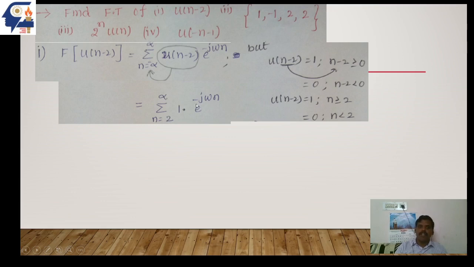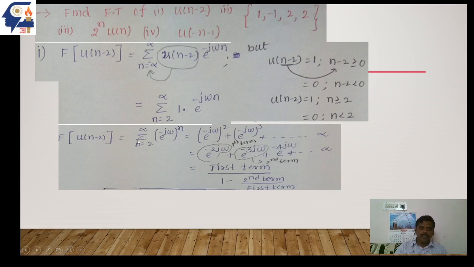Now the summation is positive, n value is positive. I am going to convert this one in terms of something power n. That means summation n equal to 2 to infinity e power minus j omega whole power n. In the previous problem, the starting value is 0. That's why you got 1 by something. But in this case, starting value is at n equal to 2. So if we put n equal to 2, e power minus j omega whole square, plus n equal to 3, e power minus j omega whole power 3, plus dash up to infinity.